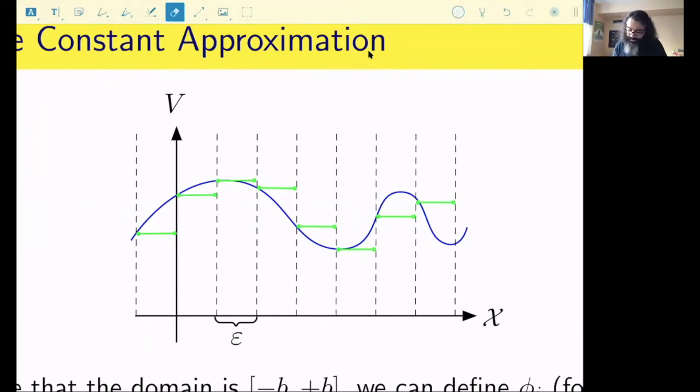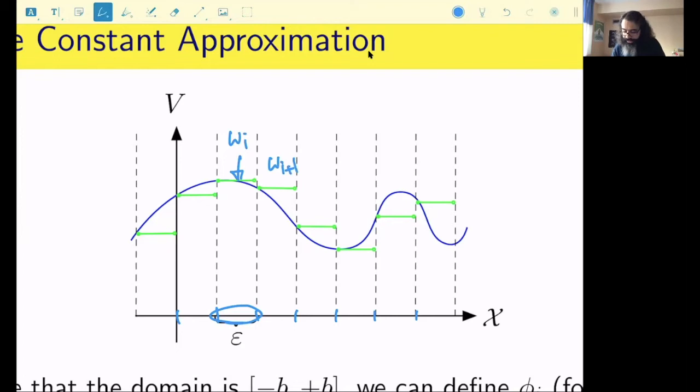We divide the x-axis into parts of size epsilon, so we discretize the state space. And then for each of these partitions, we assign a number which represents the value of that function. So for example, we say that here, whatever the value is, that would be the vector i here, and this would be vector i plus 1, and so on and so forth.